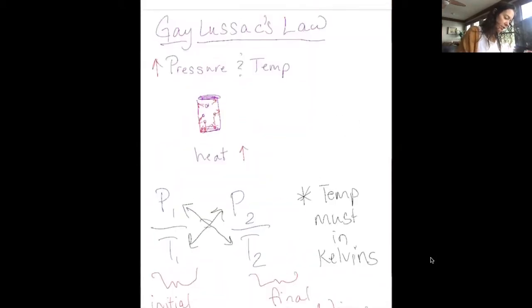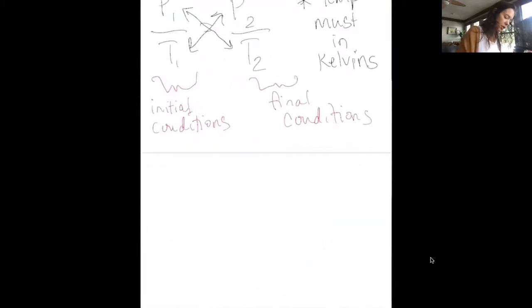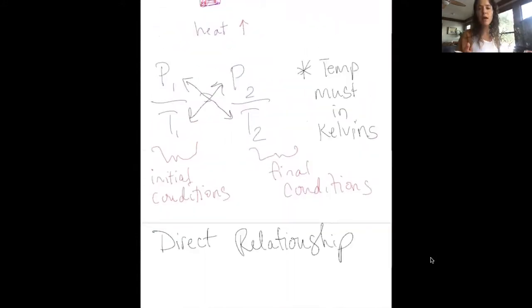It is Gay-Lussac's law, and it's going to relate our pressure with our temperature. We have a direct relationship, okay? Of course, we are assuming here that the volume, the other variable, and the number of moles is unchanging, right? Because they're not present.